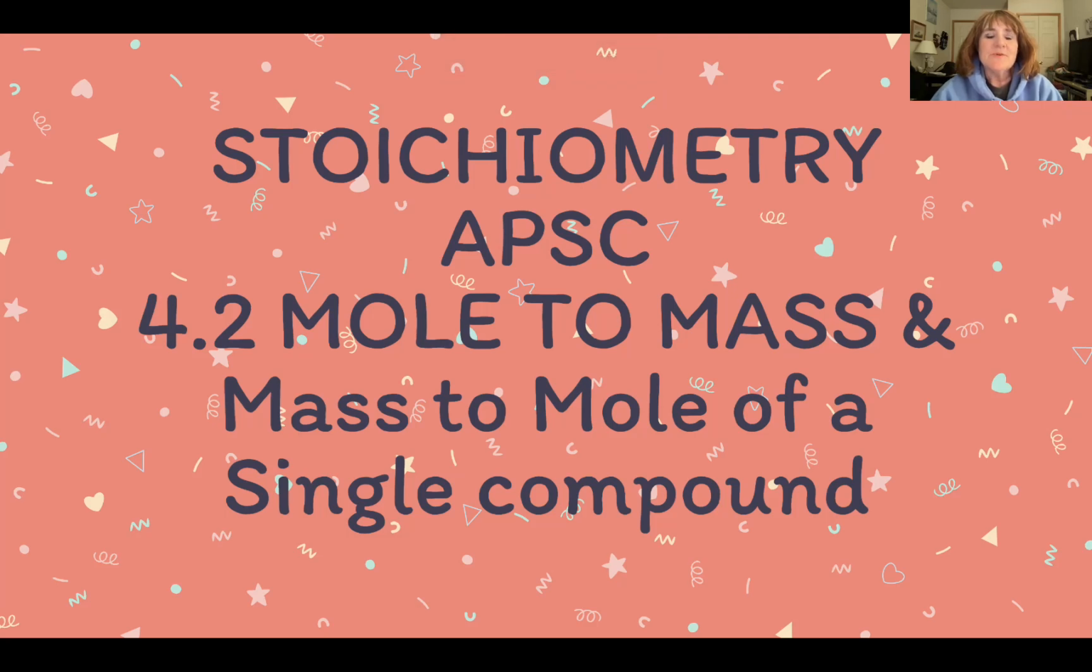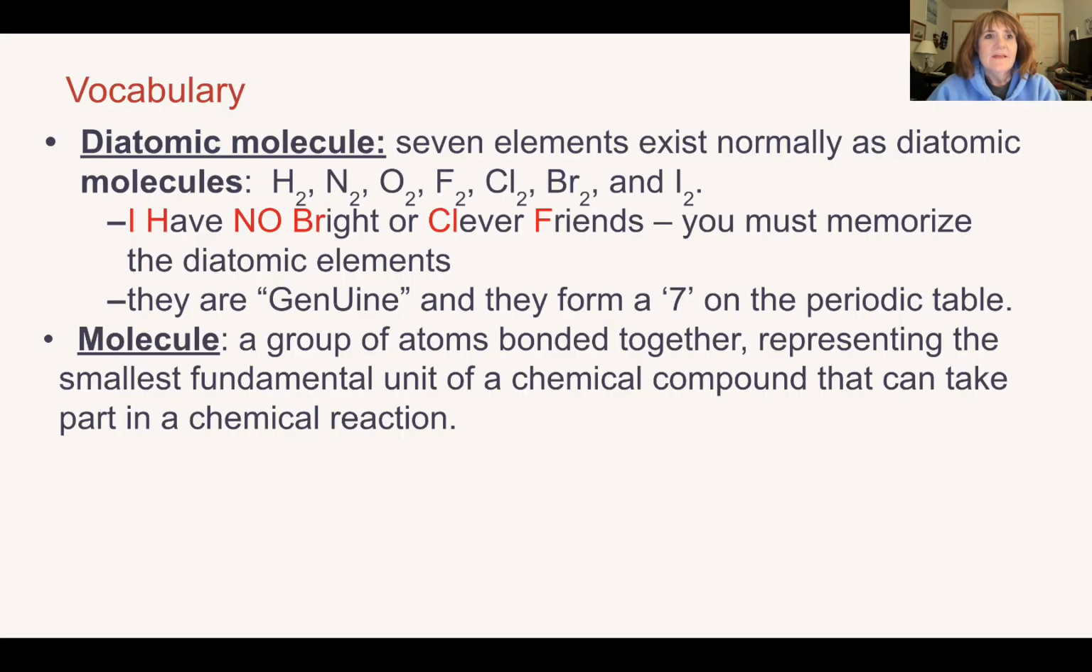Hi, welcome to stoichiometry. This is 4.2, mole to mass and mass to mole of a single compound. First, let's start talking about the different kinds of molecules and formula units and vocabulary. So diatomic molecules are what I call the genuine seven. They're hydrogen, nitrogen, oxygen, fluorine, chlorine, bromine, iodine, the genuine seven.